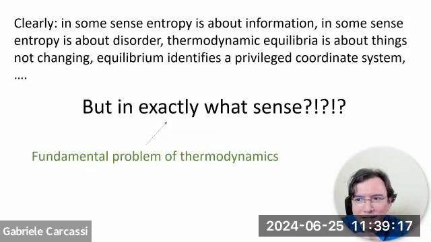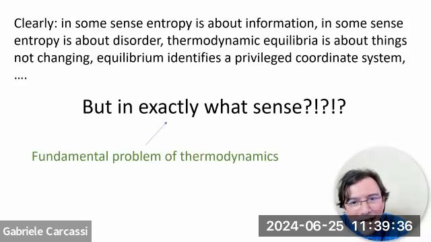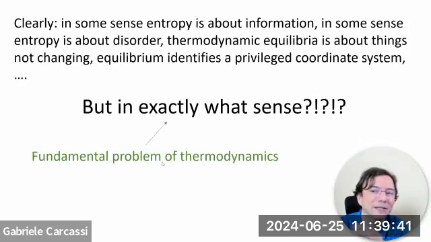So the point is that there are a lot of things in thermodynamics that are not quite there. Clearly, in some sense, entropy is about information. In some sense, entropy is about disorder. And thermodynamic equilibrium is about things not changing. And equilibrium identifies a privileged system. But the problem is in exactly what sense these things are true, exactly why, what is the correct understanding of this. And to me, that's the fundamental problem in thermodynamics. Everything is a hodgepodge. Yeah, it kind of works like that. We never have crisp definitions of what these things are and why they are like that.